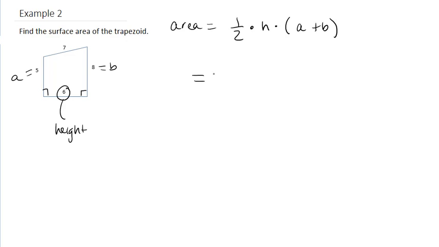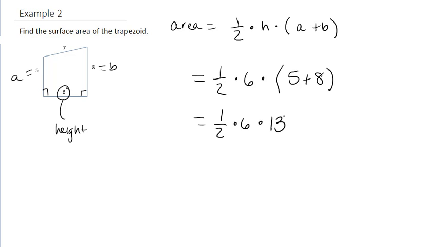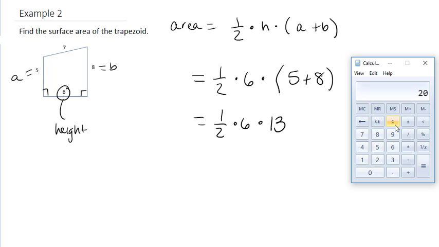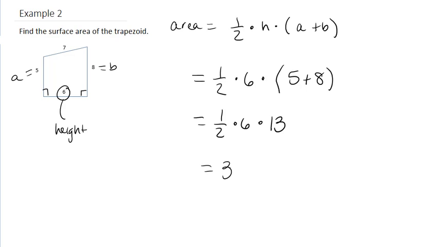So let's go ahead and fill in our numbers into our variables. So we have 1/2 times 6 times A plus B, which is 5 plus 8. So this becomes 1/2 times 6 times 5 plus 8, which is 13. So we'll get our calculators out. So 6 times 13 is equal to 78, and then we divide it by 2, and we get 39 units squared.